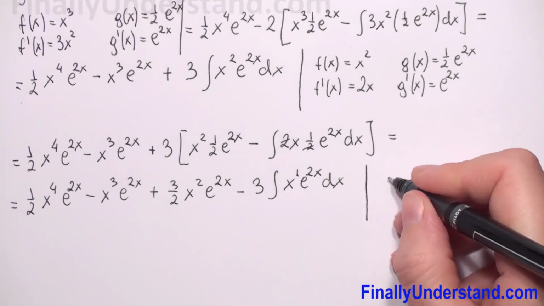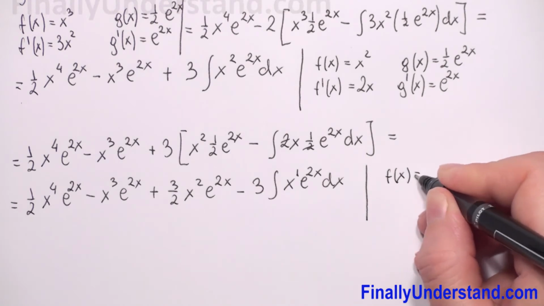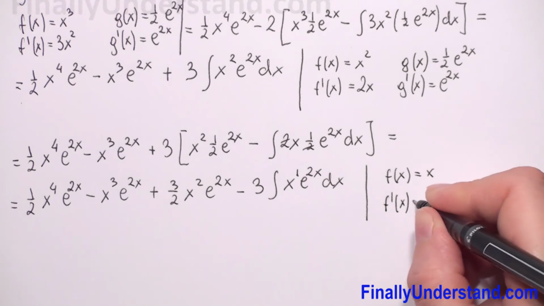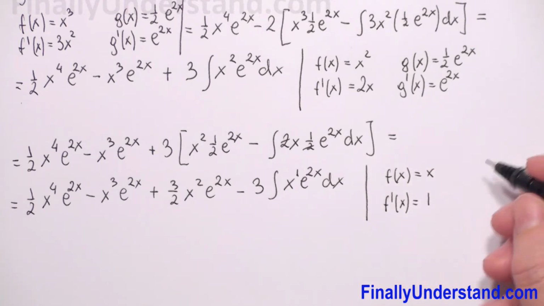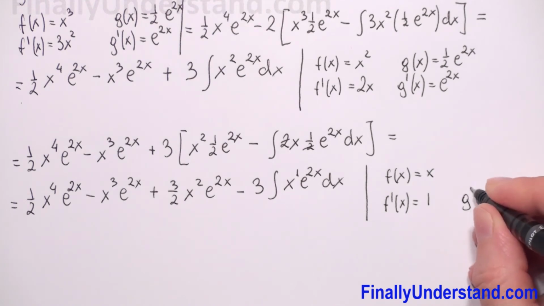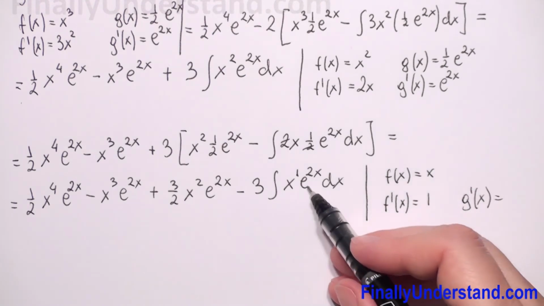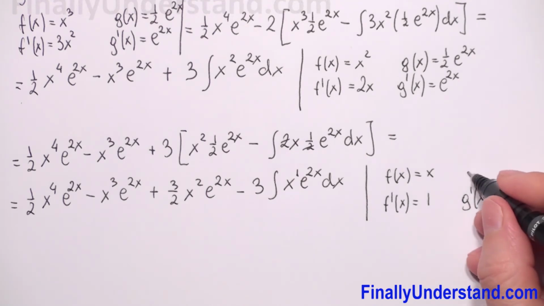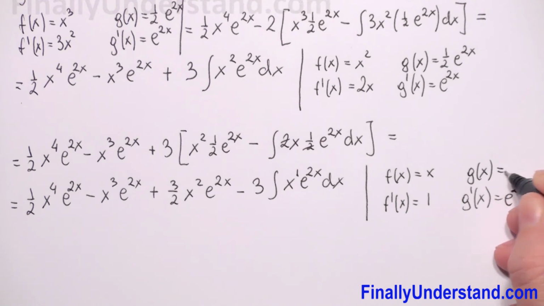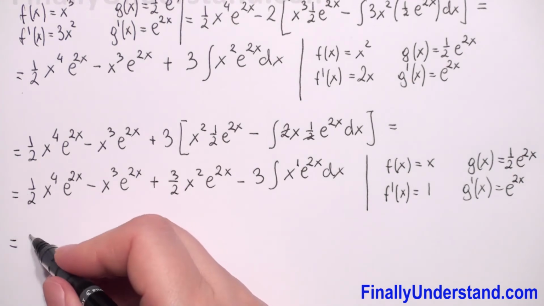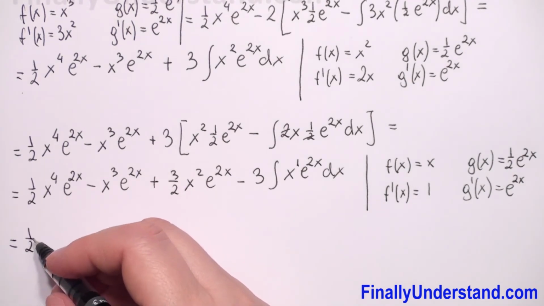Let's put again f of x equals x. Why? Because now f prime is 1. So now what is left? g prime of x is equal to e to power 2x. The antiderivative will be equal to 1 over 2 e to power 2x.